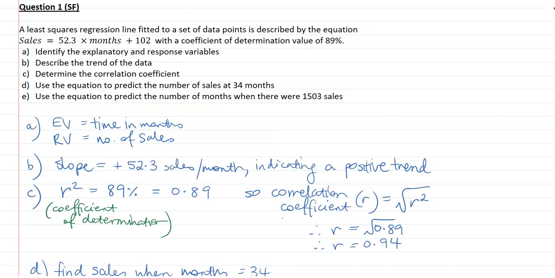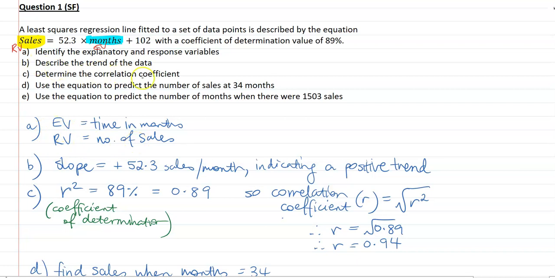Okay, let's see how you went. So for part A, from the equation itself, you should be able to identify the subject of the equation, which is sales, is your response variable, and next to the slope value here, we have our explanatory variable. So explanatory variable, time in months, response variable, number of sales.